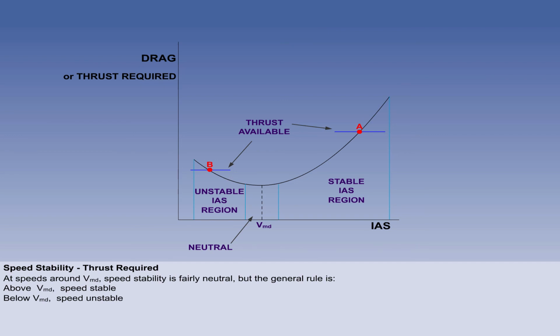Finally, you will notice that the curve either side of VMD is fairly flat. In this region, the neutral IAS area, there is no distinct tendency to either speed stability or instability. However, the general rule to remember is that above VMD, the aircraft will be speed stable, and below it, speed unstable.